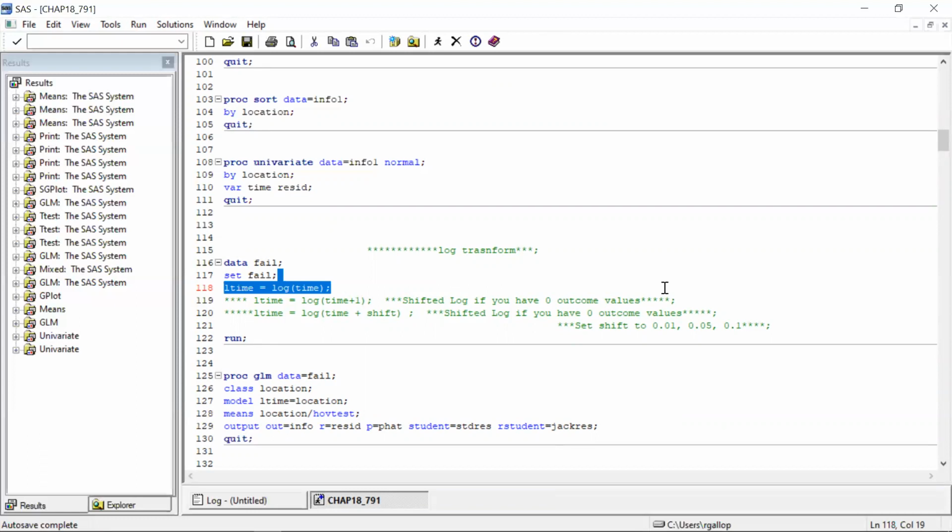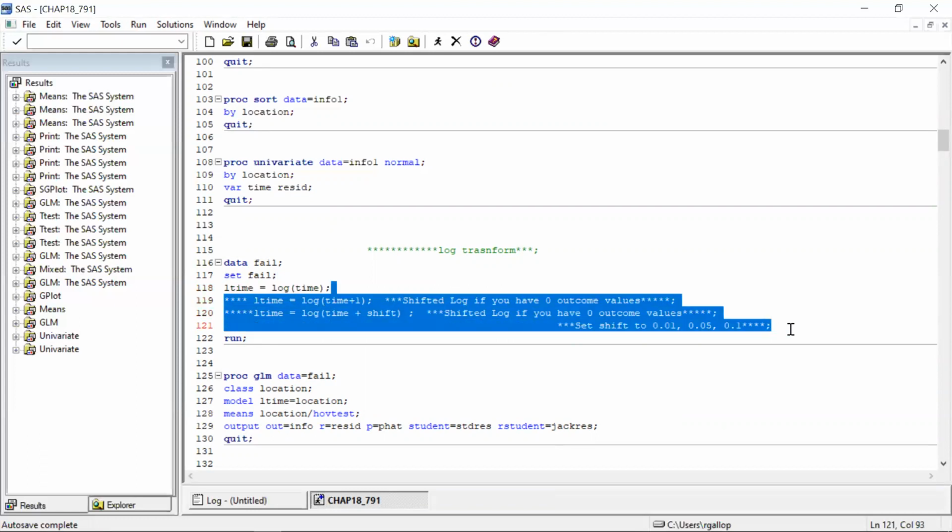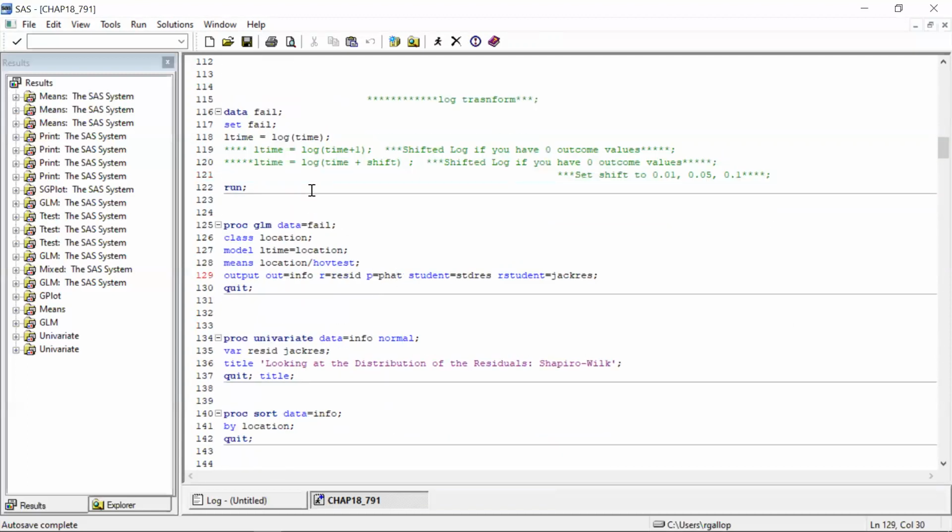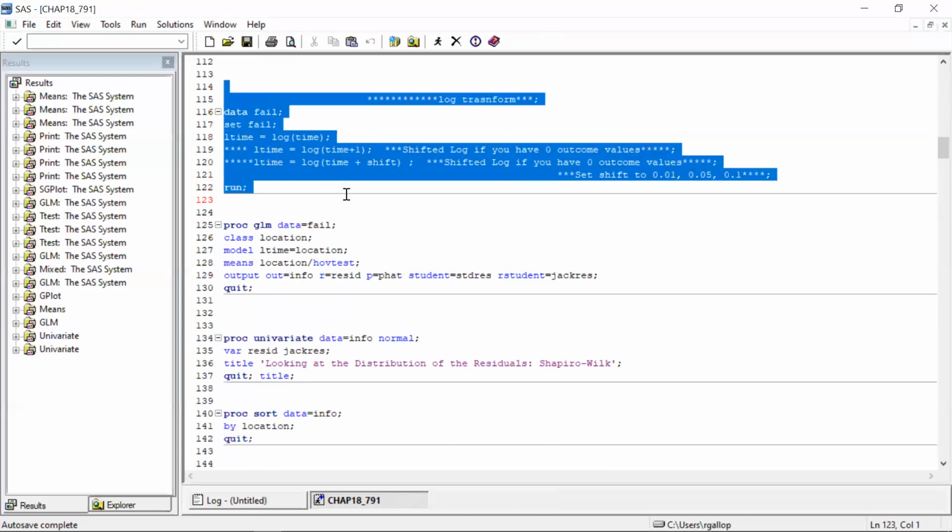So if I have a 0, I may consider shifting the outcome. Line 119 shows when I shift the outcome by 1 to accommodate the 0 value. Some people use different shifts. Anyway, anytime you have a 0, you have to bump it from 0. Some people use 0.01, 0.05, 0.1. I like the 1 because 0 is mapped to 0. The log of 1 is 0. So that's just something to keep in mind.